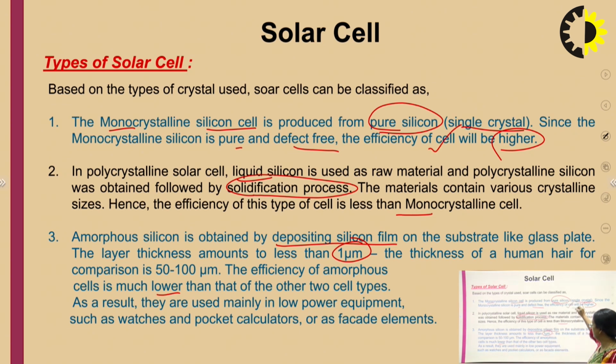The highest efficiency is this, then it is lesser than this, and this is the lowest efficiency type of solar cell, right? So they are basically used where low power is required, for example watches, calculators, etc., right?